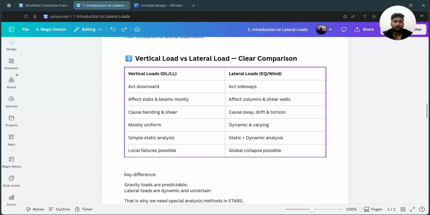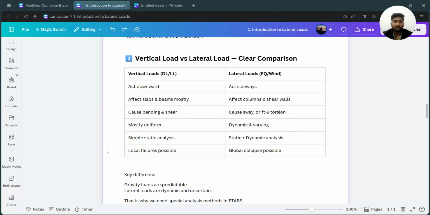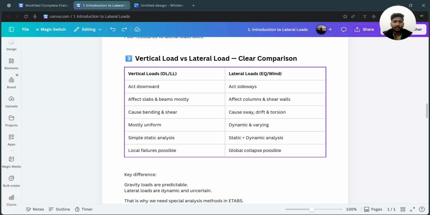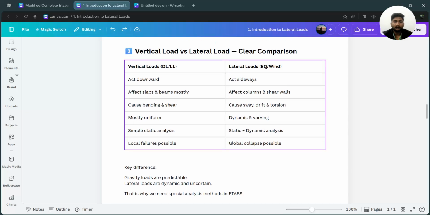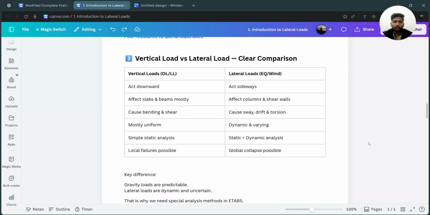These vertical loads cause bending moment and shear. Lateral loads cause sway, drift and torsion. Vertical loads are mostly uniform; lateral loads are dynamic and varying. Vertical loads are simple static, and we do the simple static analysis here. For the lateral load, we go for static plus dynamic analysis. With vertical loads, local failure is possible; with lateral loads, global collapse is possible.